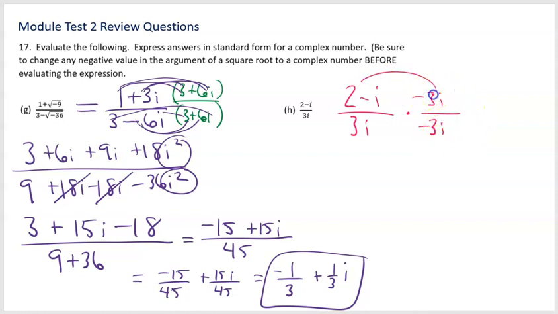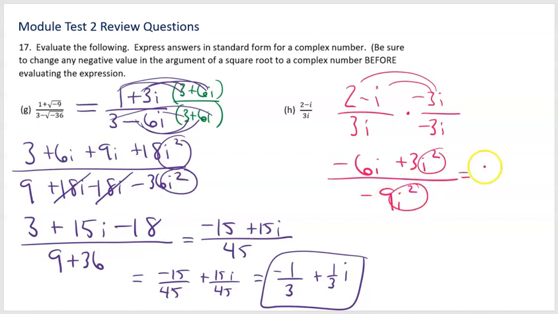I'm going to distribute. So 2 times negative 3i is negative 6i. And then negative i times negative 3i is plus 3i squared. And in the denominator, 3i times negative 3i is minus 9i squared. And then remember that i squared is negative 1. So I have negative 6i minus 3. And then again, i squared is negative 1. That's going to give me positive 9.